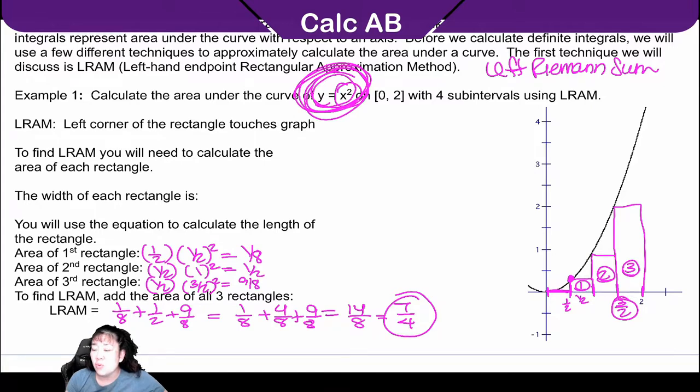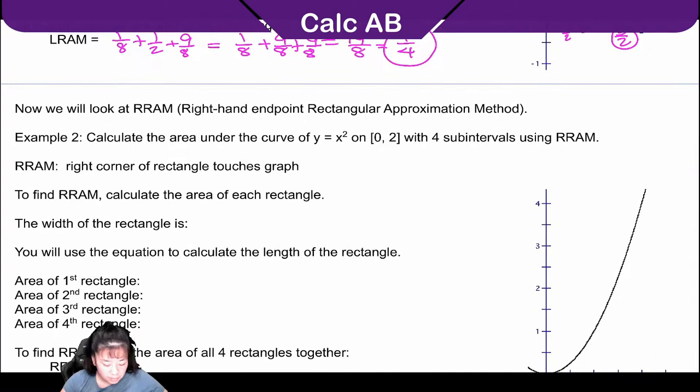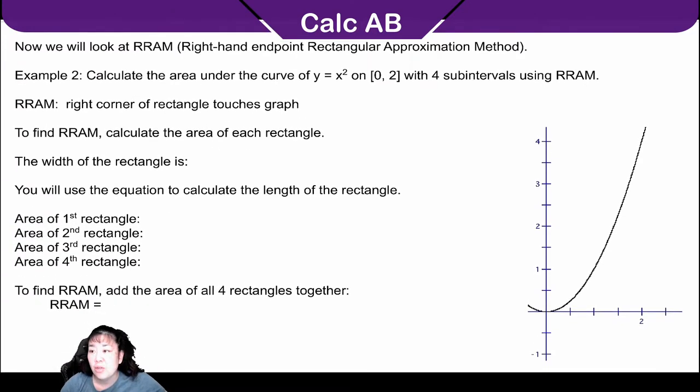Left corner of the rectangle touches the graph. Every single time you are given an LRAM question or any of these approximation method questions, I want you guys to actually draw a graph. Draw a quick sketch, even if it's not accurate, because otherwise you will mess up your corners. Until you get big brained, and then you can do it in your head. But right now, we're all going to do it by drawing it out. Even though I've done this for years, I still draw out my rectangle.